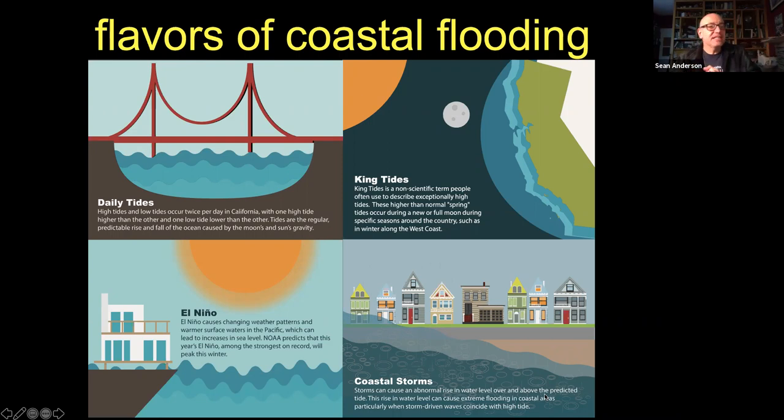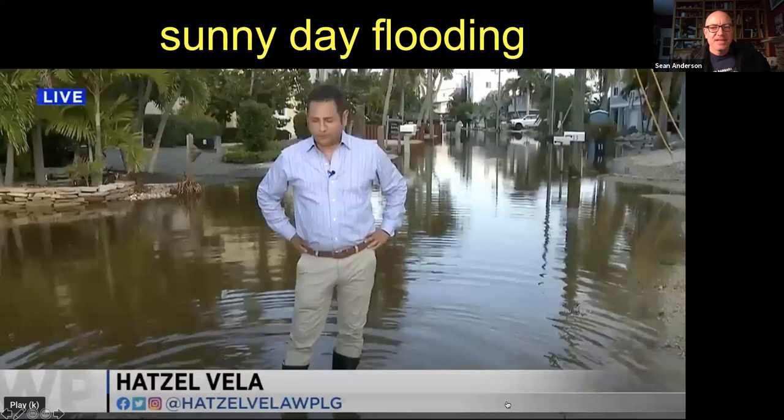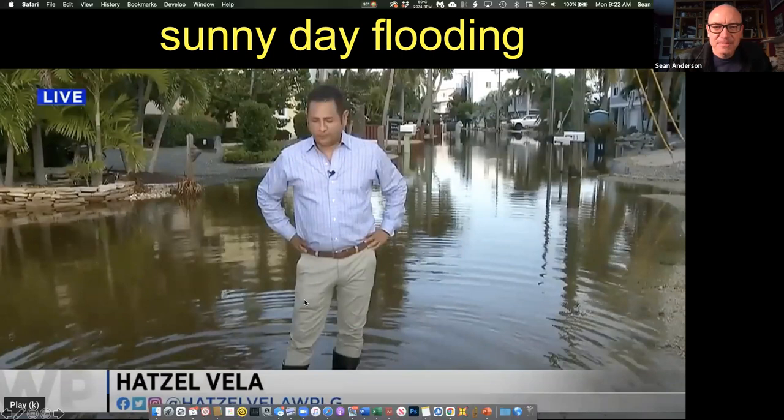And so with sunny day flooding, the idea here is these top two panels, no El Nino storms, no hurricanes, just a nice so-called sunny day. So middle of summer, let's say, or a nice spring day, and it's all sunny, there's no wind, but yet we're experiencing coastal flooding. And so this is an example of that from the epicenter of this, the poster child of this, of coastal flooding for the US, which is Florida. So let me play this and make sure you guys can hear this.